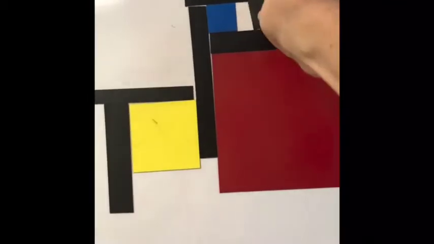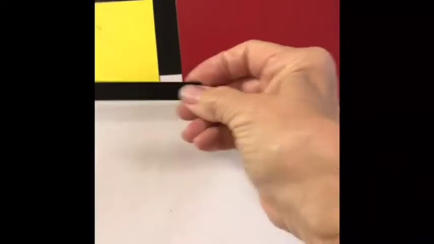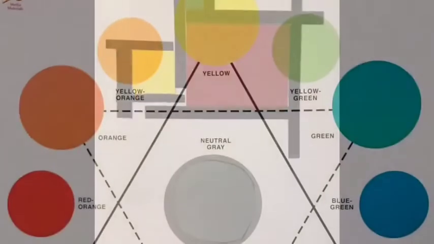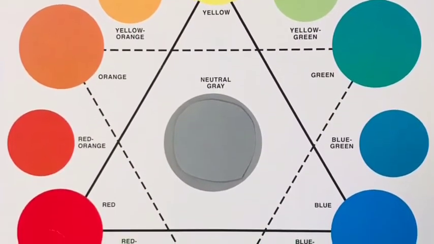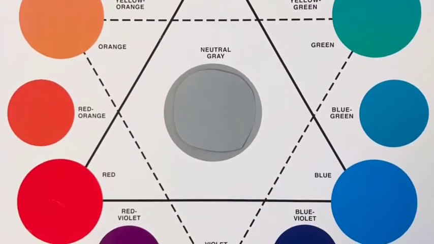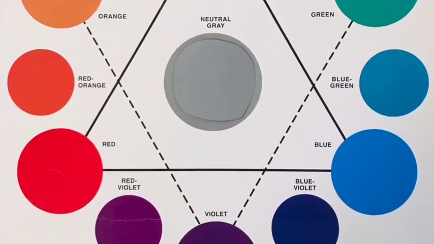The lines are about the same thickness. He does leave some white space. I think that's all the parts of the recipe. Remember, no diagonals. That's the one that goes corner to corner. On the color wheel, yellow, red, and blue are the primary colors. They're the colors that make all of the other colors.